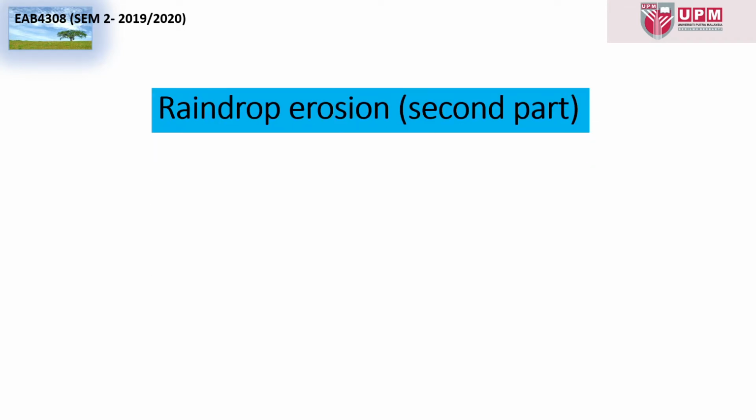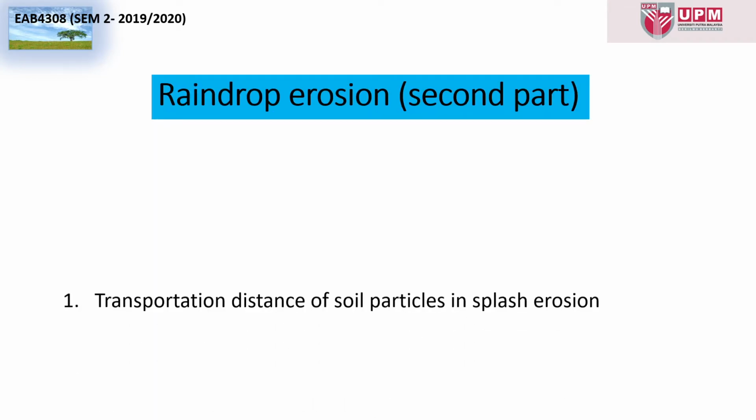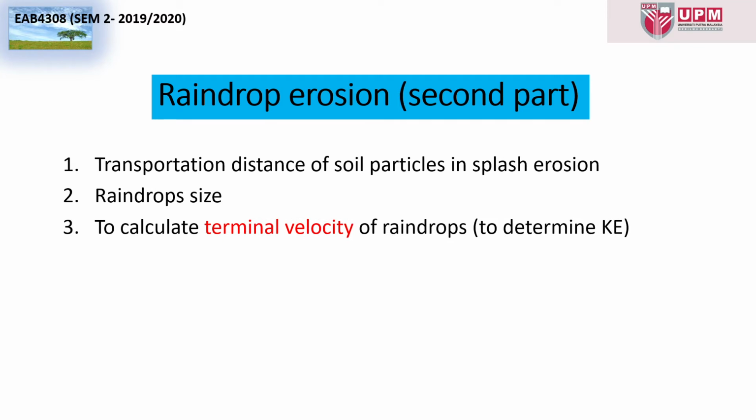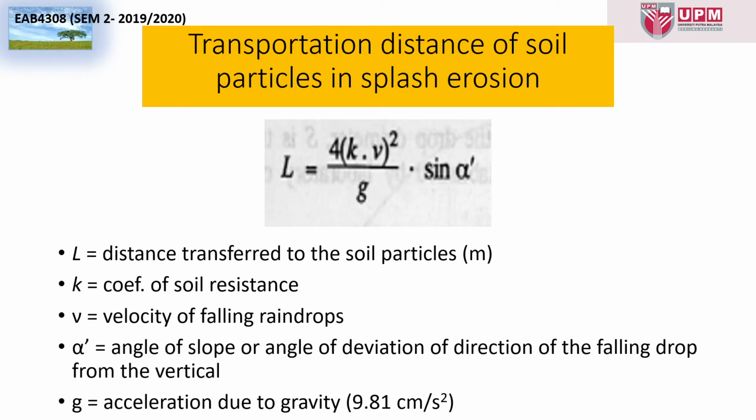Hello, hi, welcome back to the second part of raindrop erosion. In this part, we will learn about the transportation distance of soil particles in splash erosion and raindrop size, we will calculate the terminal velocity of raindrops, and finally we have some exercise. The focus of this second part is on the terminal velocity. We will start with the transportation distance of soil particles.